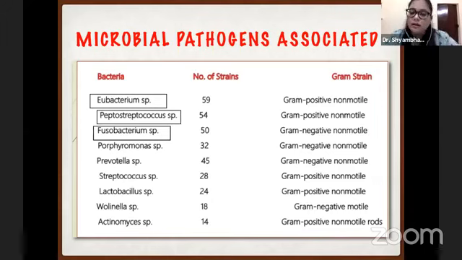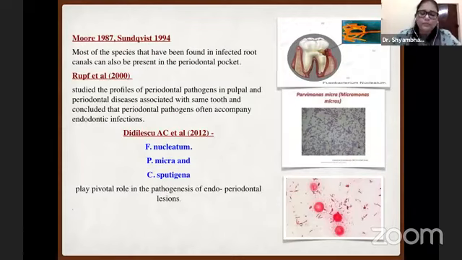So basically, apart from the endodontic pathogens, which might be seen as the causative organisms, the periodontal pathogens are the ones most commonly involved in cases of endoperio lesions. Now, in a study by Moore et al., they showed that most of the species found in infected root canals can also be present in the periodontal pocket.